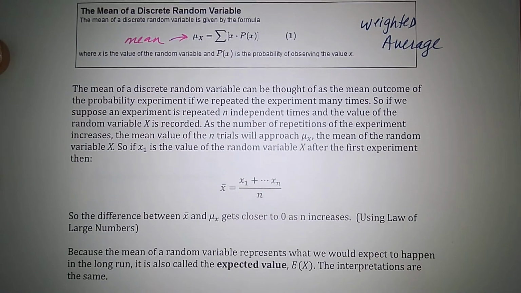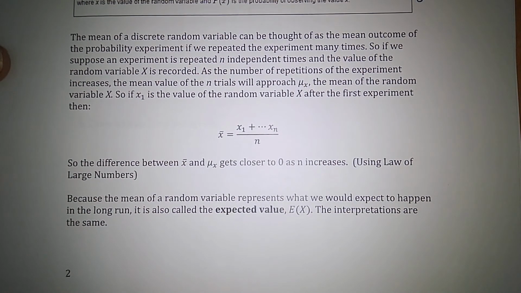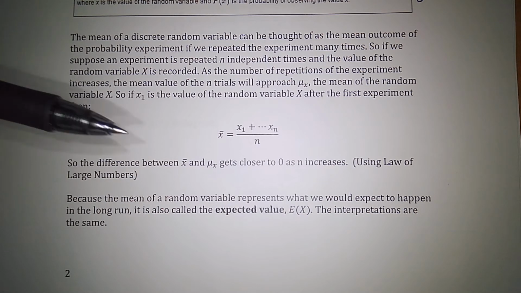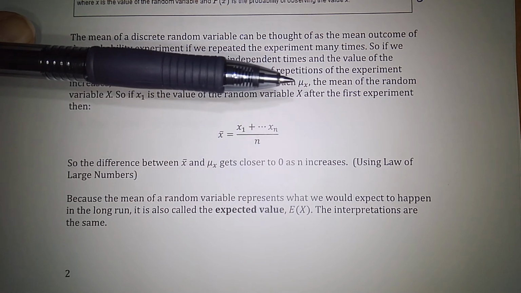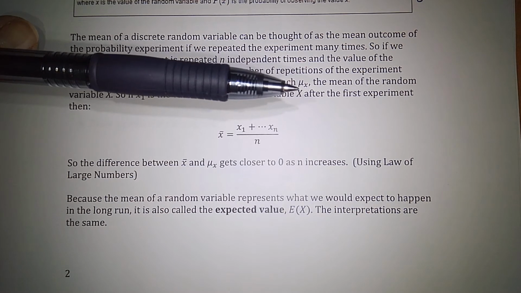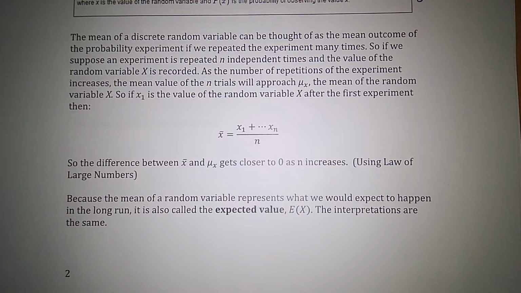The mean of a discrete random variable can be thought of as the mean outcome of the probability experiment if we repeated the experiment many times. So suppose an experiment is repeated n independent times and the value of the random variable capital X is recorded. As the number of repetitions of the experiment increases, the mean of the n trials will approach mu, which is the mean of the random variable x.